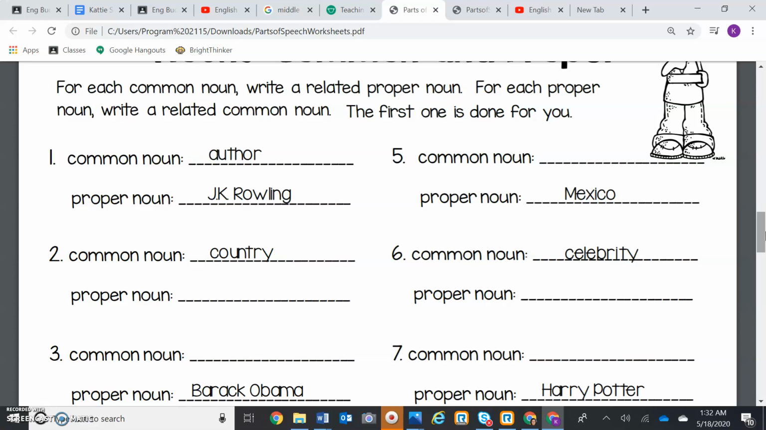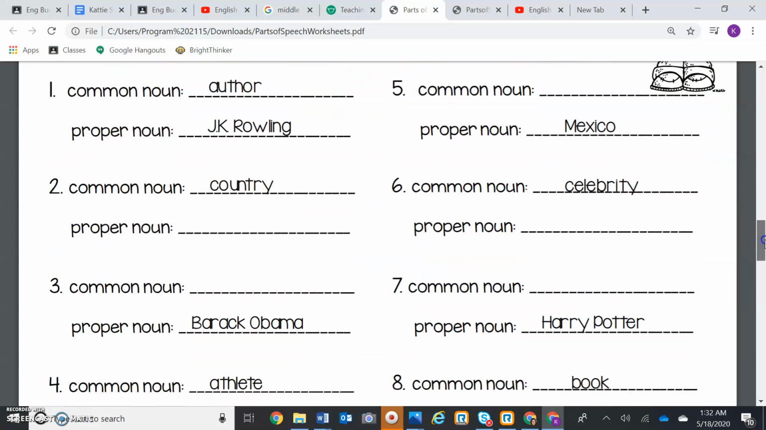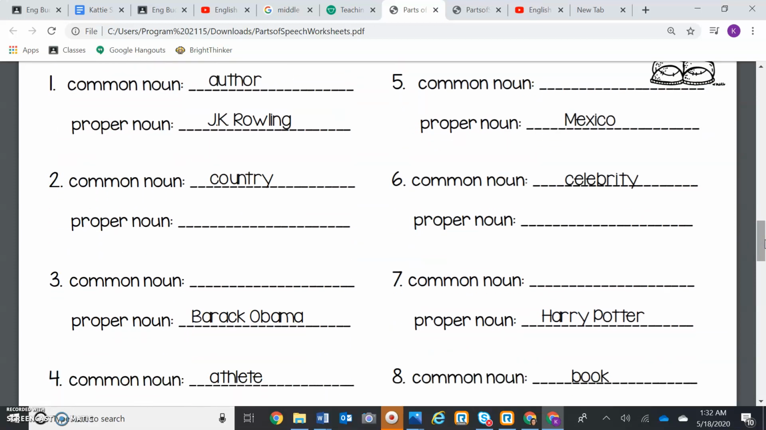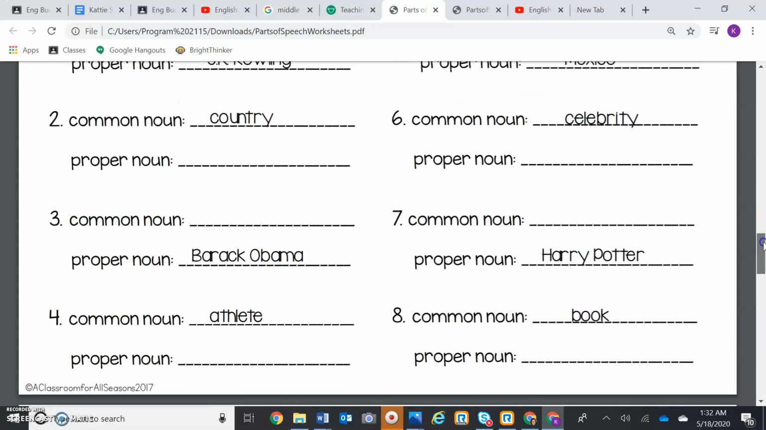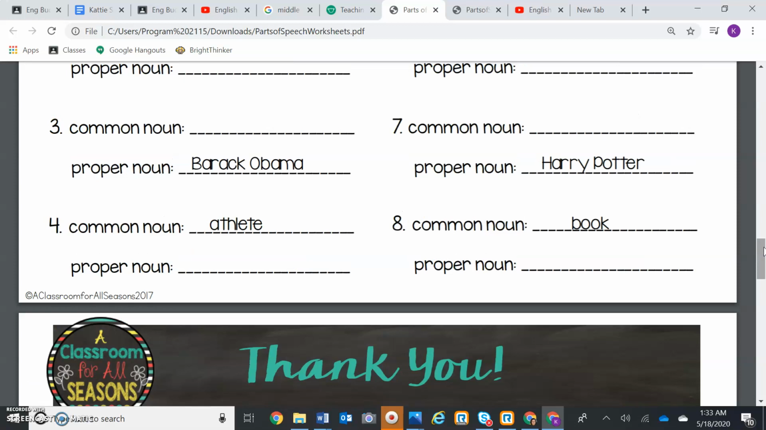Number 6, the common noun is celebrity. So you have to name a celebrity because they want you to give the proper noun. Maybe a celebrity would be Jennifer Lopez, J-Lo, or someone. Number 7, common noun, Harry Potter. Harry Potter is a character, so you could write character for your common noun. You could write person in a book, whatever. Number 8, the common noun is book. The proper noun is the name of a book. Write the name of a book down for number 8, and then you'll be done.